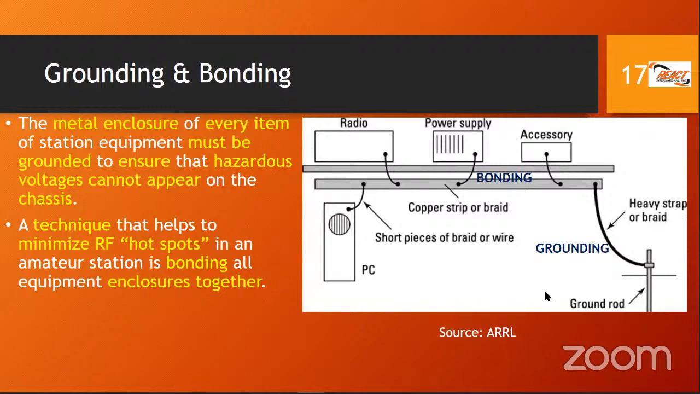So let's look at the diagram on the right hand side and spend a few minutes talking about the difference between grounding and bonding. Let's dissect this diagram a little bit. First of all, our ground connection is shown on the right hand side. There's a ground rod that goes into the earth. And by the way, in your station, all ground rods should be connected to each other.